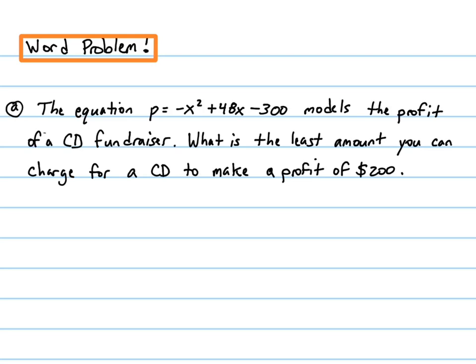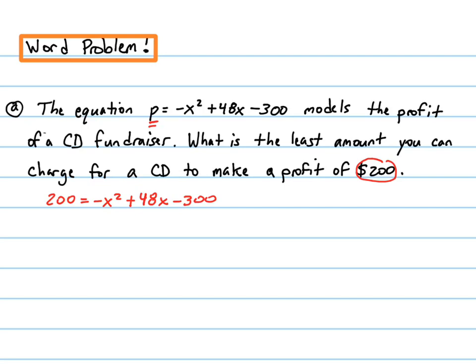So here we're dealing with a word problem. It says the equation of p equals negative x squared plus 48x minus 300 models the profit of a CD fundraiser. What is the least amount you can charge for a CD to make a profit of $200? So ideally what we're going to do is plug in this 200 for p. So we're looking at the equation 200 equals negative x squared plus 48x minus 300.